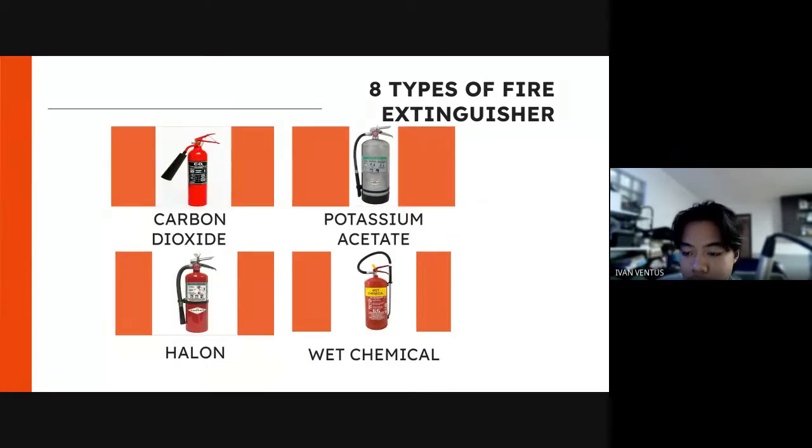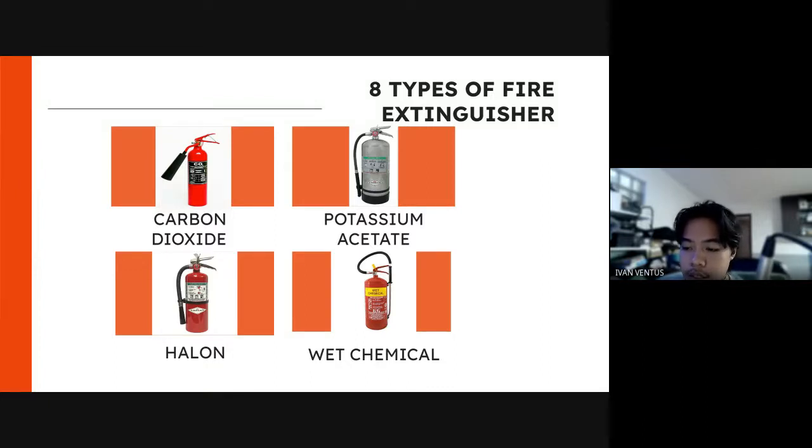Fifth is carbon dioxide. Carbon dioxide extinguishers are primarily for use on flammable liquids, flammable liquid fires like petrol, oils, and other gas-like liquids. They are also recommended on fires that are caused by electrical and electronic equipment, as the CO2 gas won't damage your computer or gadgetry.